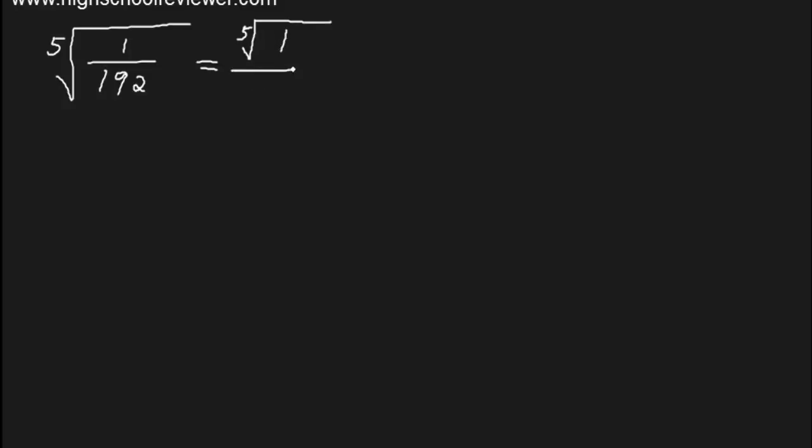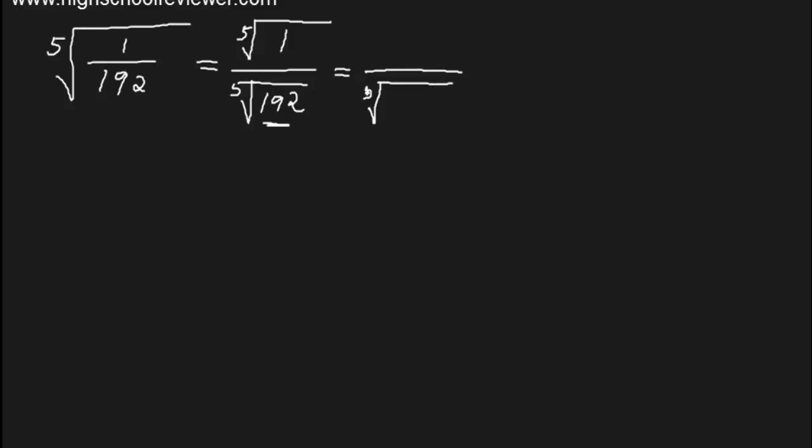Next problem. Our next problem will be the 5th root of 1 all over 192. So we can rewrite this. We will have the radical symbol on both the numerator and the denominator. So this will be the 5th root of 1, and this will be the 5th root of 192. And then let us factor out 192, wherein one of the factors is a prime number.